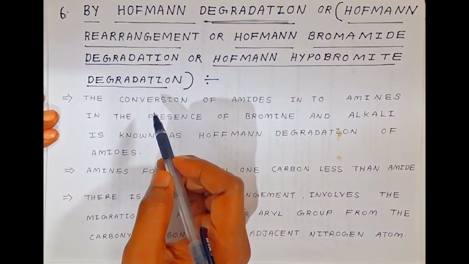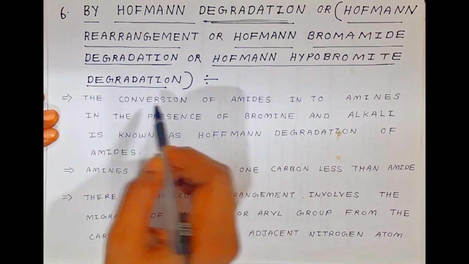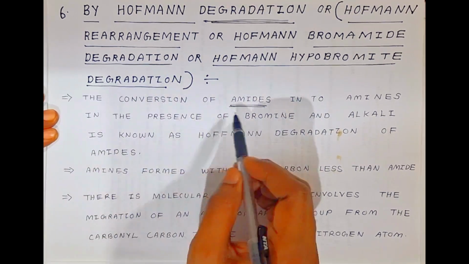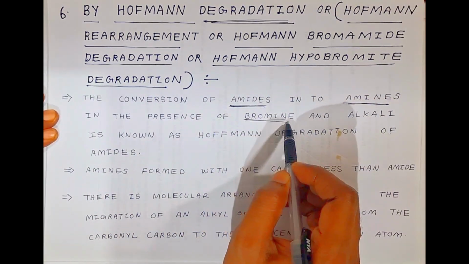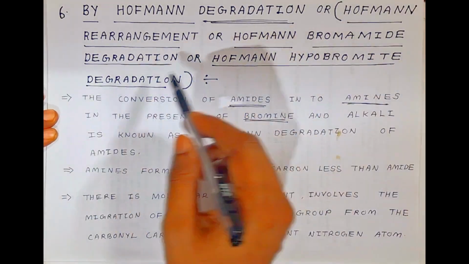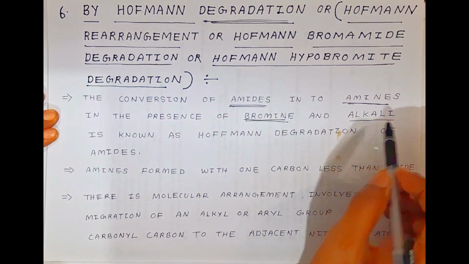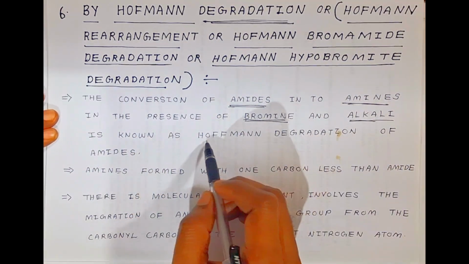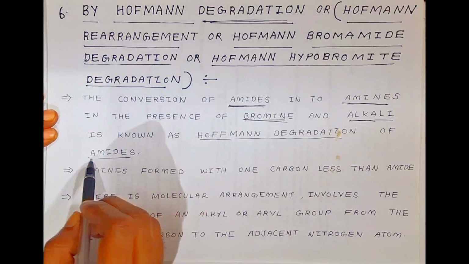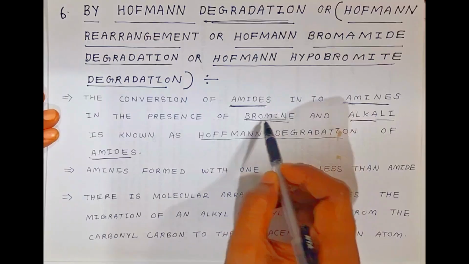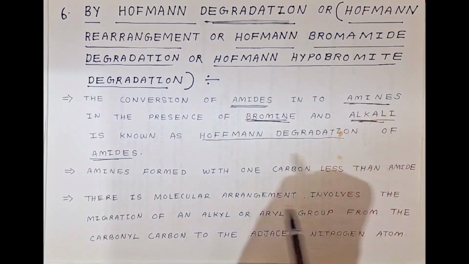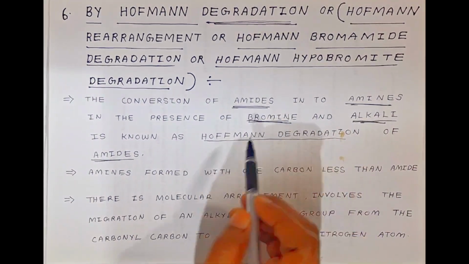So here students, in the amide there is a conversion of the amide into the amine in the presence of bromine and alkali. That is why it is also called Hofmann bromamide degradation. So what is the Hofmann degradation? The conversion of an amide into an amine in the presence of bromine and alkali is known as the Hofmann degradation of amide.